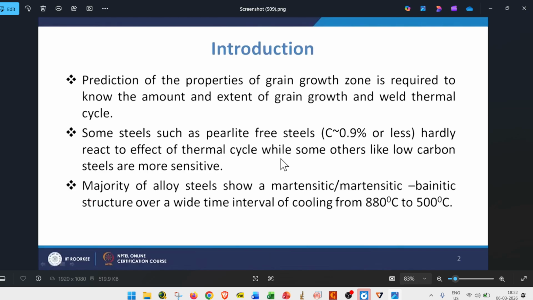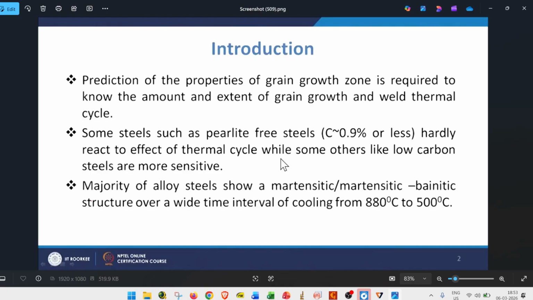Some steels, such as pearlite-free steel with carbon less than 0.9 percent, hardly react to the effect of thermal cycling, while some others like low carbon steel are more sensitive because of the carbon. So if the carbon content increases, the change in the microstructure will be much more prominent. Why? Because of the carbon content. If it increases, it will start segregating, with formation of the cementite phase and formation of the martensitic phase. Those will affect the change in the microstructure.